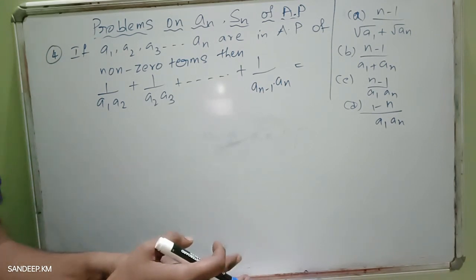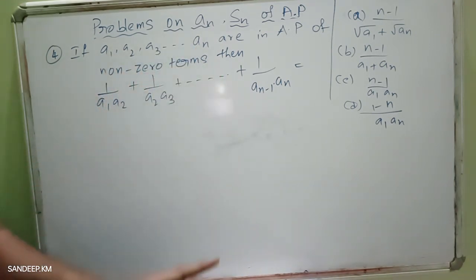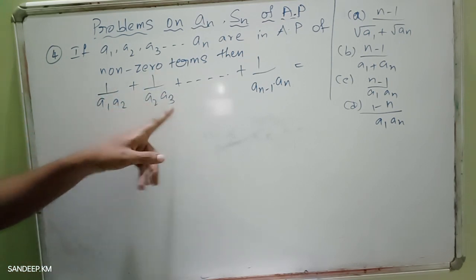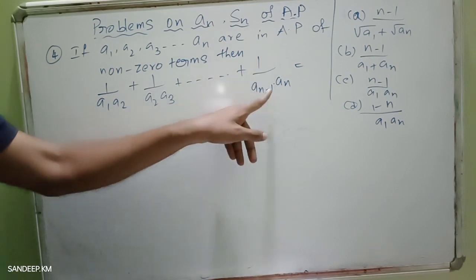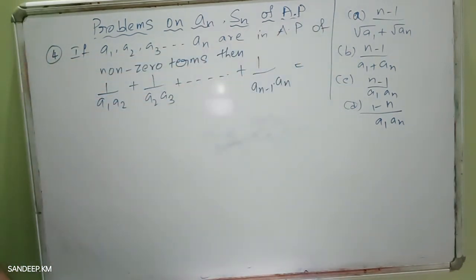Here is our next question, fourth question. If a1, a2, a3 and so on an are in AP of nonzero terms, the terms cannot be zero, keep this in mind. In that case, what is 1 by a1 into a2 plus 1 by a2 into a3 and so on, 1 by an minus 1 into an? Those are the four options. Let us solve it and check it.